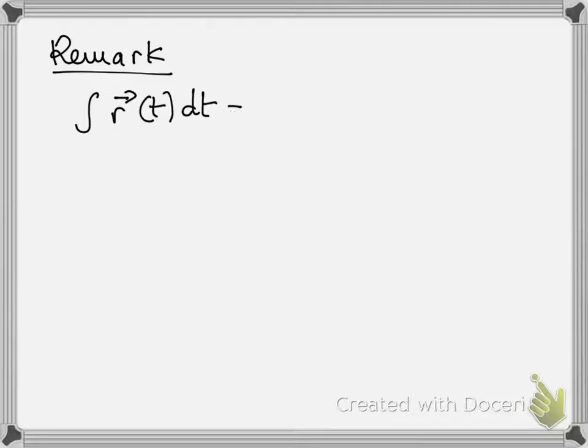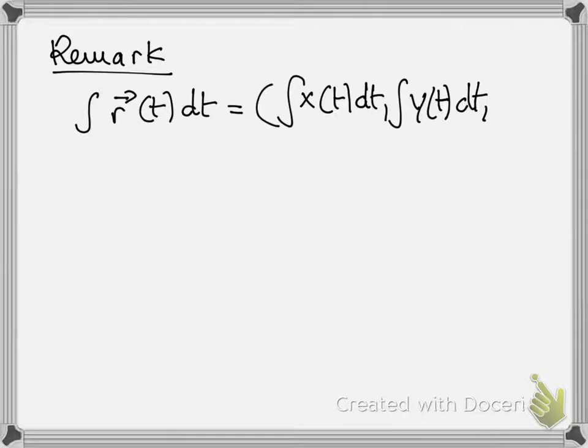Okay. Last remark here. So that's about the derivative. Now also you can integrate. So when you see the integral of r prime of t, you can just integrate the x of t, integrate the y of t, and then integrate the z of t. Okay, so that will be the integral of my vector function. Okay, now let's move to the arc length.